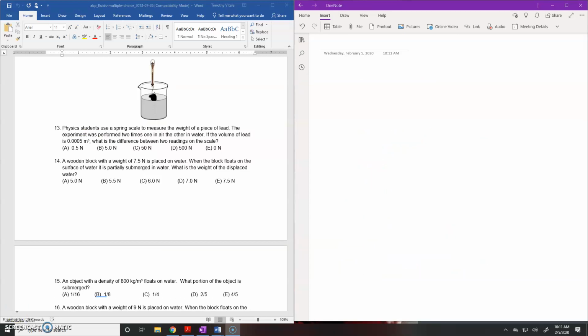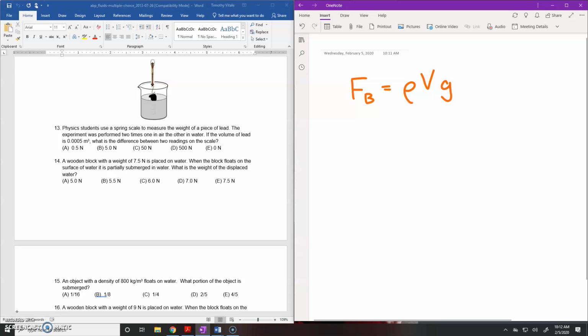For number 13, they say that physics students use a spring scale to measure the weight of a piece of lead. The experiment was performed 2 times, one in the air, the other in water. If the volume of lead is 0.0005 meters cubed, what is the difference between the 2 readings in the scale? Here's what you need to know from this problem. The difference between the 2 readings in the scale is always going to just be the buoyant force, because that's what the difference is. You're either submerging it or not, and so you're either exerting a buoyant force or you're not. So the buoyant force is just equal to the density of the fluid that you submerge it in, the volume of the fluid that's displaced, and G.